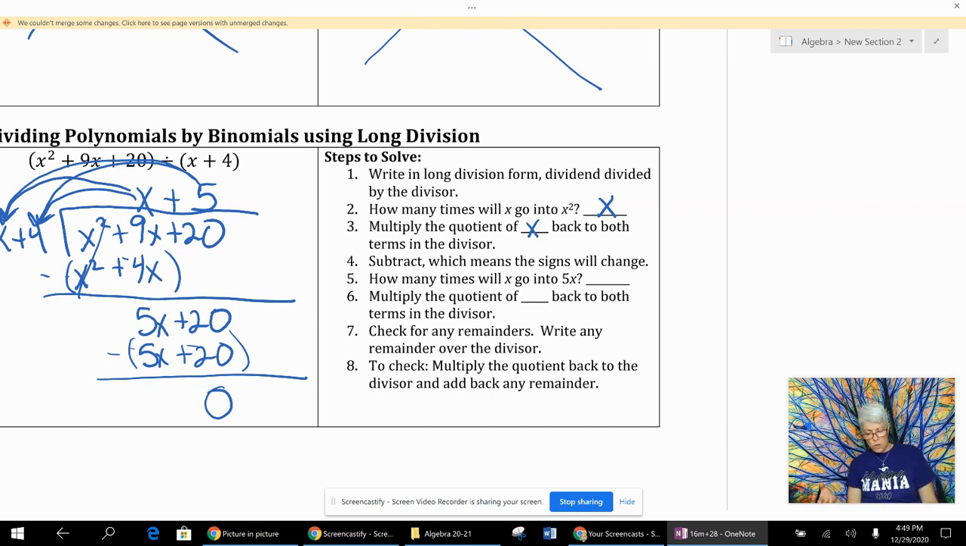It says how many times, let's look at number 5. How many times will x go back into 5x? 5 times. Multiply the quotient of 5 back to both the terms of the divisor. Okay, let's move on.